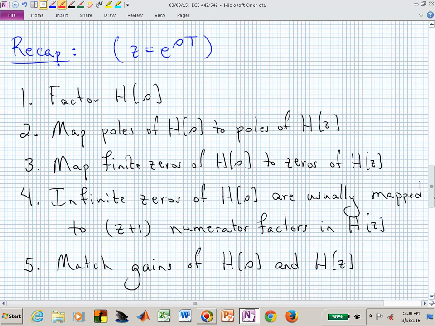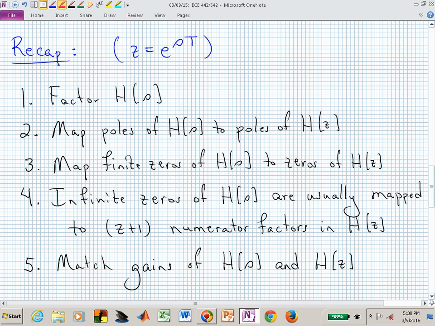Then up to this point, we've said if you have infinite zeros, which are equal to the pole zero excess, if you have 3 more poles than you have zeros, then you have 3 infinite zeros. You map all of those into that number of z plus 1 factors. You would have a (z+1) to the third. That's what we've talked about, and we'll talk about how we could maybe change that and why we might change that. And then we match the gains of H(s) with H(z).